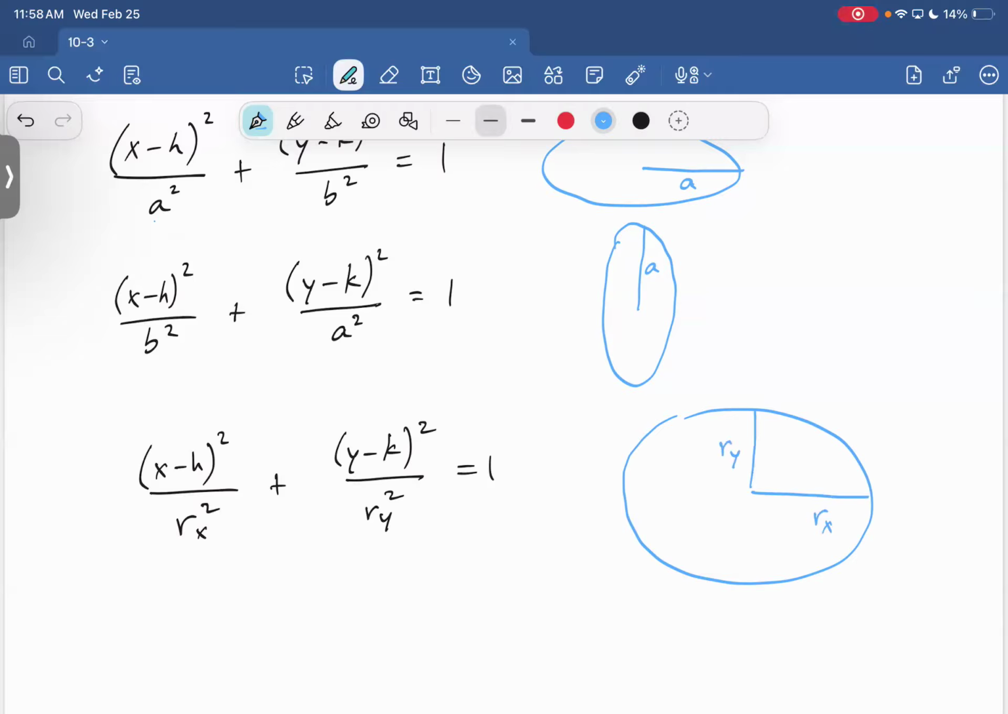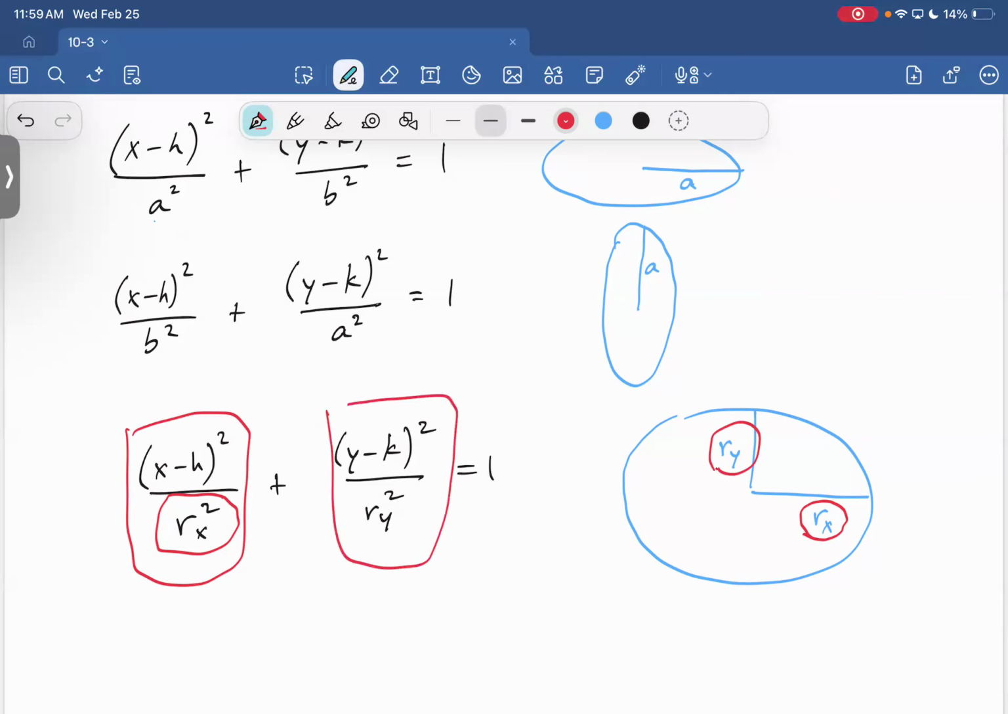Is it r times x squared? No, it's r sub x squared. In this case, I'm letting the variable r sub x refer to the quote unquote x radius. It's not actually a radius because for an ellipse, there is no radius, but it's the length of the semi whatever axis in the x direction. That way I don't have to worry about which one's longer, which one's shorter. The radius in the x direction always goes with the x minus h squared, and similarly, the radius in the y direction always goes with the y minus k squared. Okay?